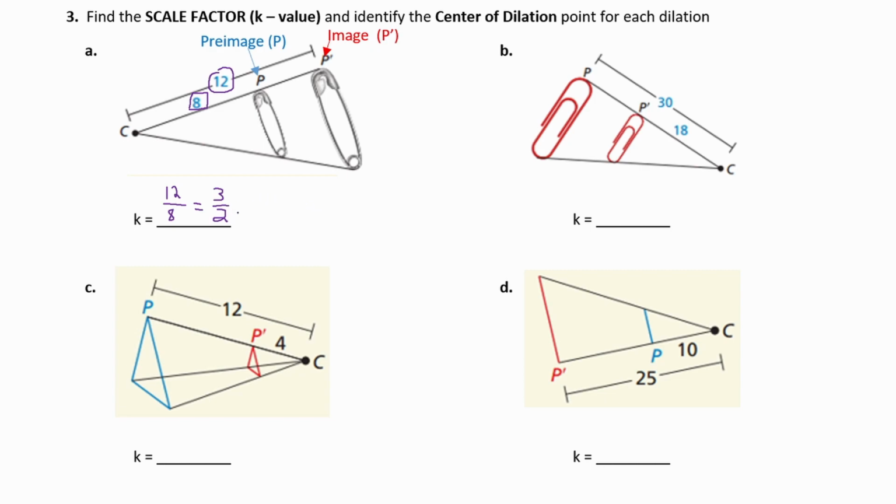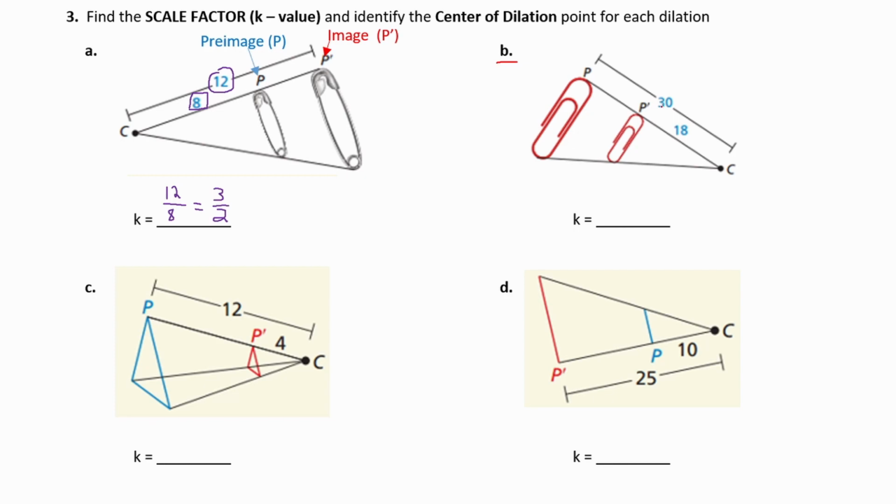and if I simplify this, I would get a scale factor of 3/2. Here in part B, this time, if we notice, the original is the larger paperclip here. It doesn't have the little tick mark on it. The new shape is the smaller paperclip here. That's a little prime symbol, a little tick mark there.